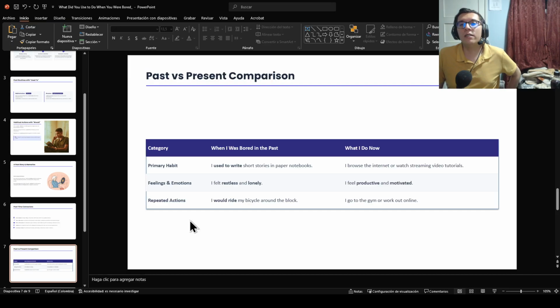Past versus present comparison. Primary habit. I used to write short stories in paper notebooks. And what I don't know, I browse the internet or watch streaming video tutorials. Feelings and emotions. I felt restless and lonely. Now I feel productive and motivated. And repeated actions. I would ride my bicycle around the block. Now I go to the gym or work out online.